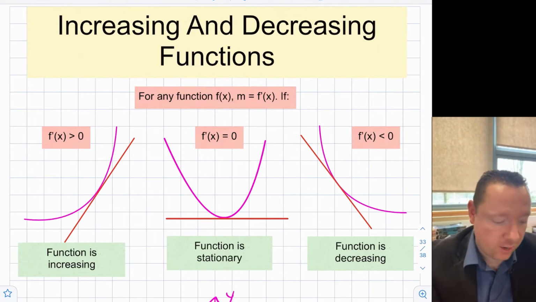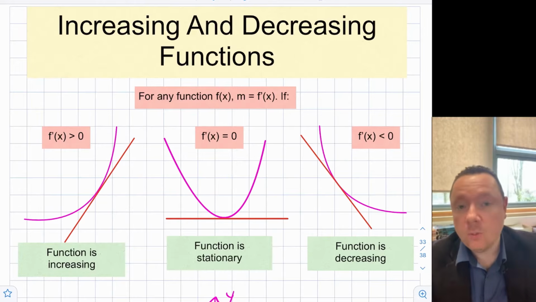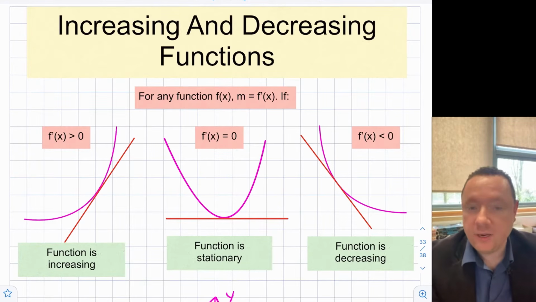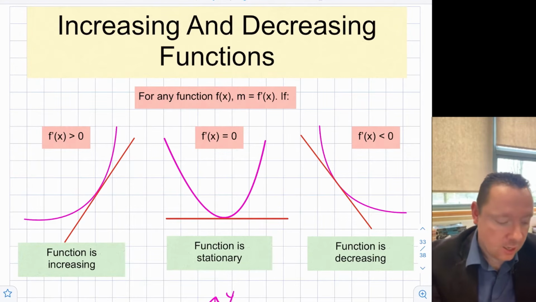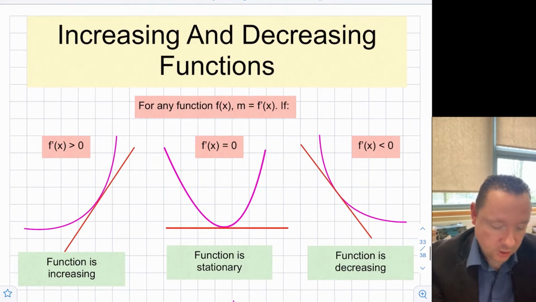Today we're going to be looking at increasing and decreasing functions for Higher Mathematics differentiation. So just to remember, for any function f of x, to work out the gradient m, we can differentiate it, f dash x. Now, if the derivative is greater than 0, it means that we have a positive derivative. It means the function is increasing. If the derivative is 0, it means we've got a stationary point. In other words, we've got a turning point. The function is stationary.